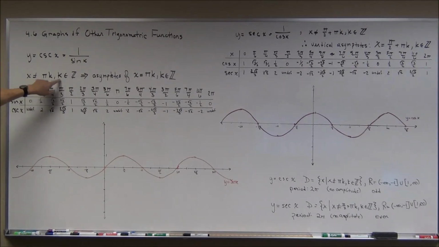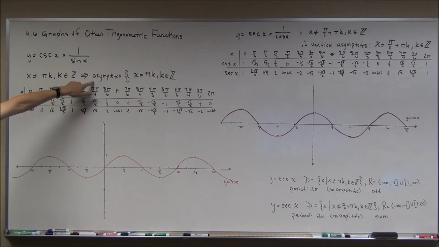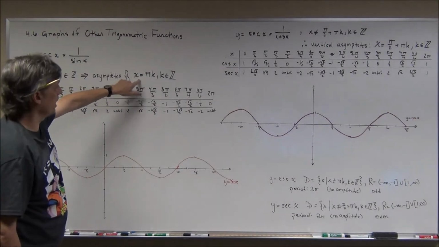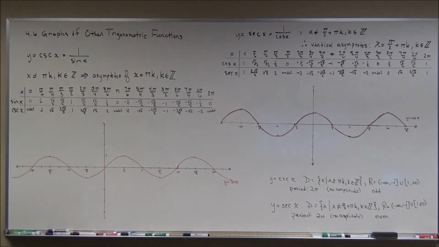It says pi k, where k is an element of the set of integers, because you would get a 0 in the denominator. Now we know that when we are graphing rational functions, if you get a 0 in the denominator but not in the numerator, we typically have a vertical asymptote, and that's what's going to occur. We're going to have vertical asymptotes at x equals pi k, for k being any integer. Now, the period for cosecant is the same as the period of sine, and that is 2 pi.